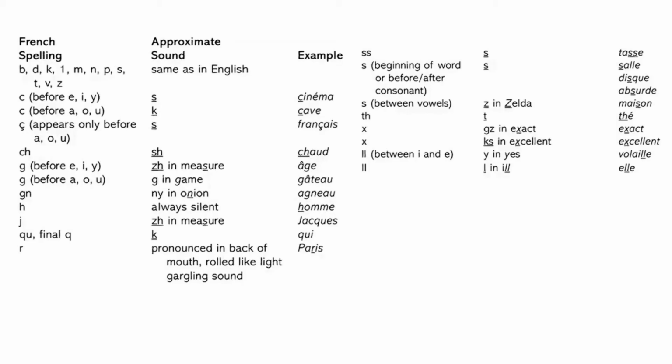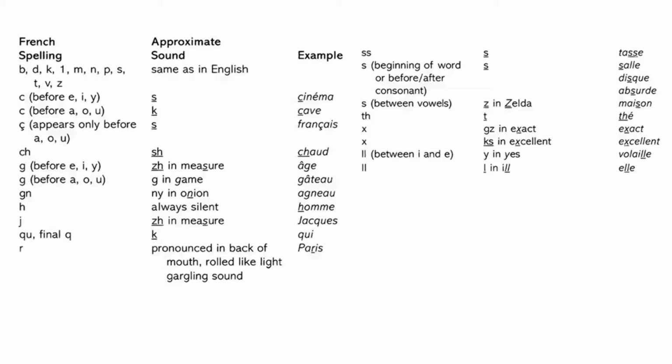Now double L. If the double L is in between two vowels, and the first one is I, the second one is E, then the sound is Y. So it is volaille. Volaille.